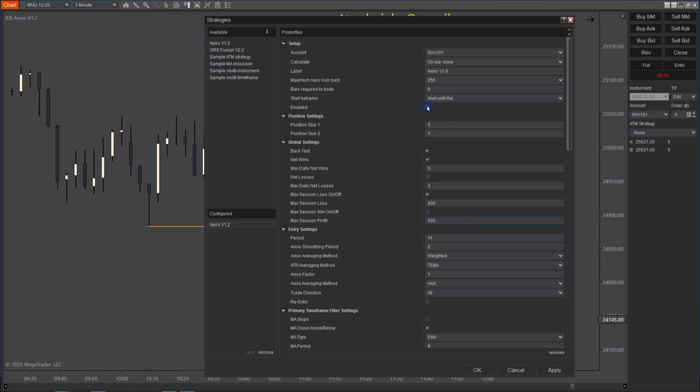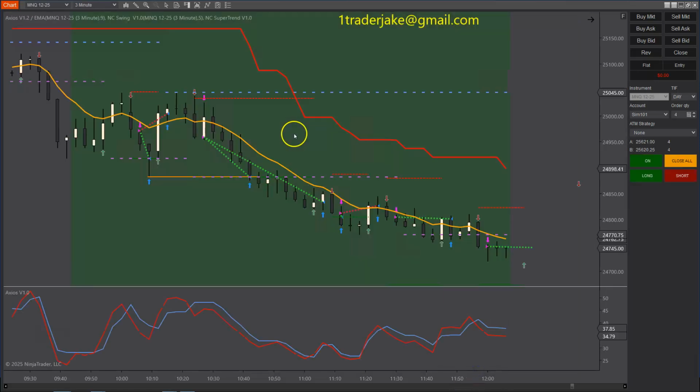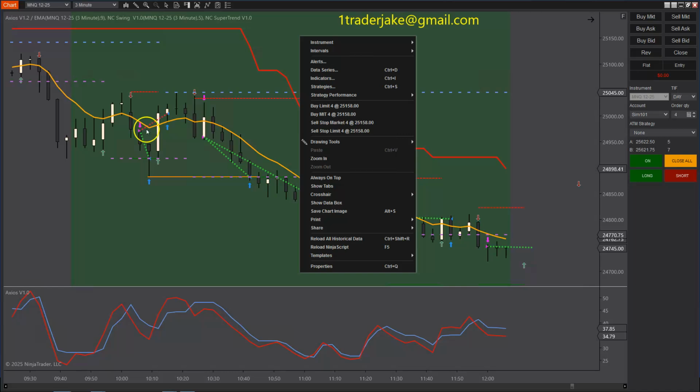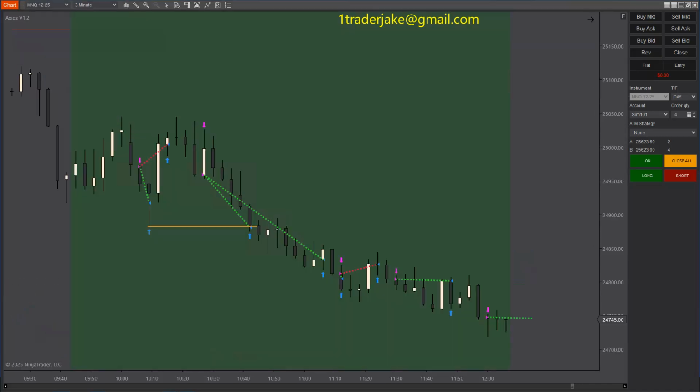So let's actually look at this 3 and 1. What were we doing before? We were doing 2 and 2. Let's do the 2 and 2 again, but without the break even. So we'll take this loss, but let's see if it helps us in the long run to not have a break even. It does. Look at that.